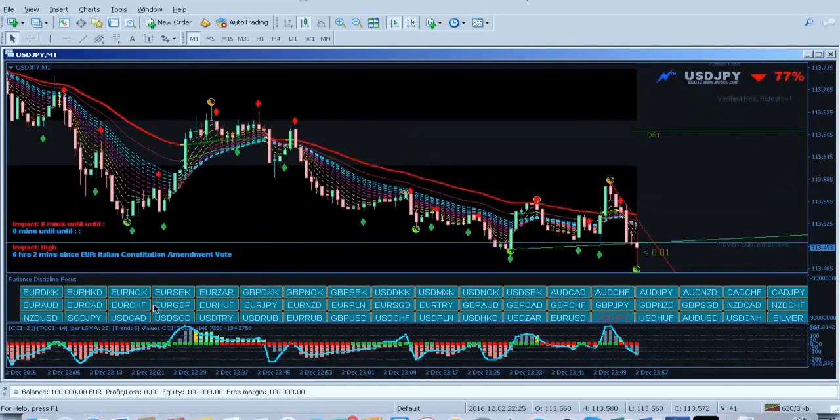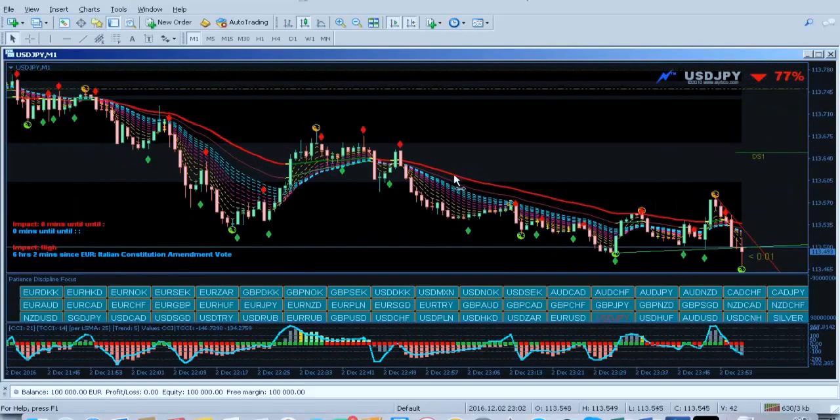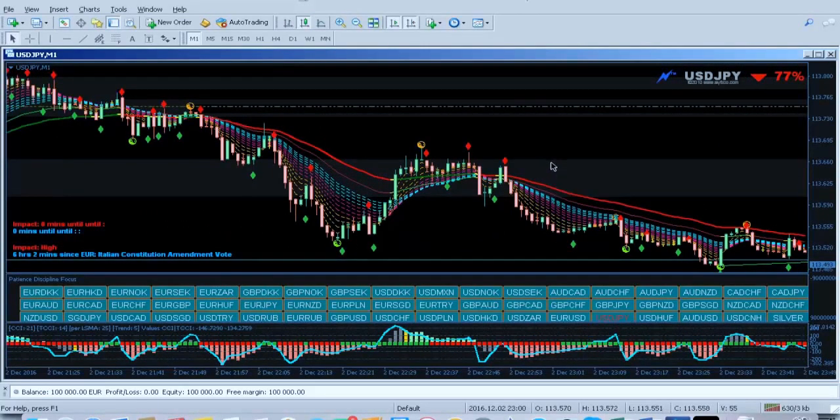But let's go into the actual usage of this system. The first thing we want to do is identify the trends. If you know what exponential moving averages are, this system just uses that.